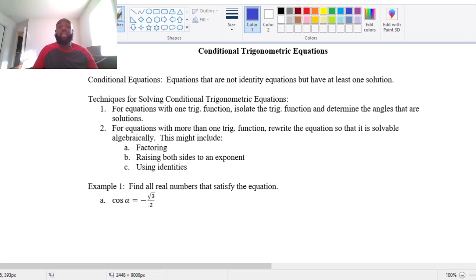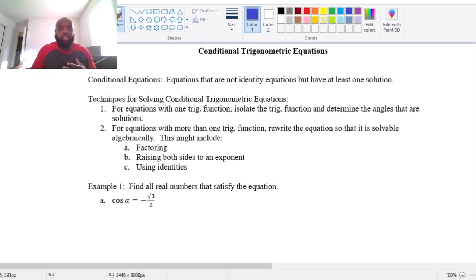What we're going to do is basically think of what angle theta would equal, what angle equals the given solution. The cosine, or the trig function, evaluated at whatever angle equals that ratio. That's what we do when we have equations with one trig function.